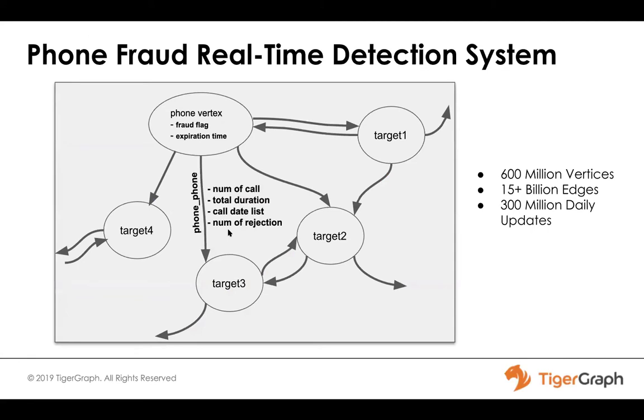Now let's look at the graph model, the graph schema. This is actually a pretty straightforward schema. When we're looking at the call detail records, it is the whole call history of all the phones, and it can be represented as a graph model with phone as a vertex and the phone-to-phone relationship as an edge connecting the different vertices.